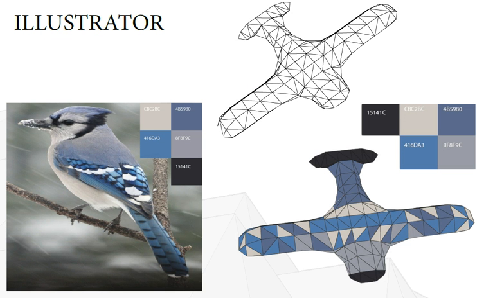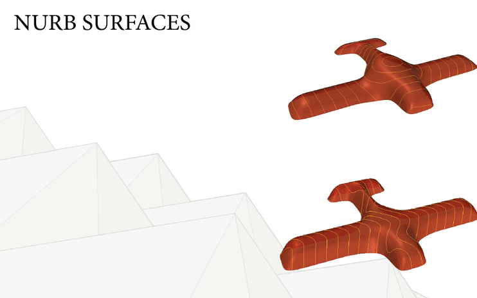The first thing that we did was really work in Rhino, but for Illustrator, for the plane, I had to come up with a color scheme. So we took some photos of a bird, we grabbed the main colors from it, and we put it into our plane, creating a color scheme.